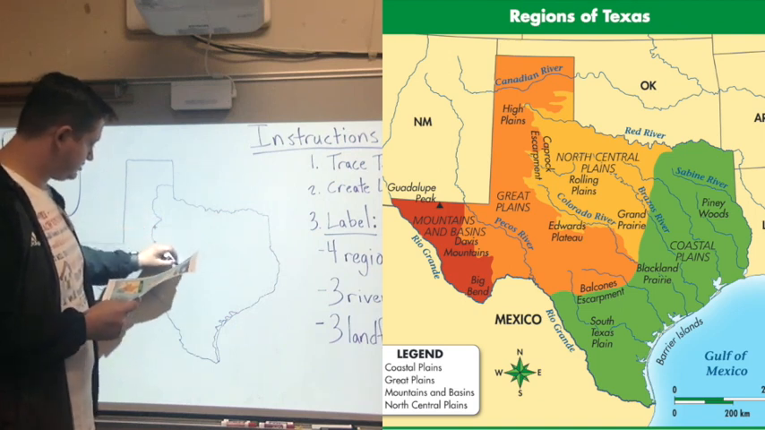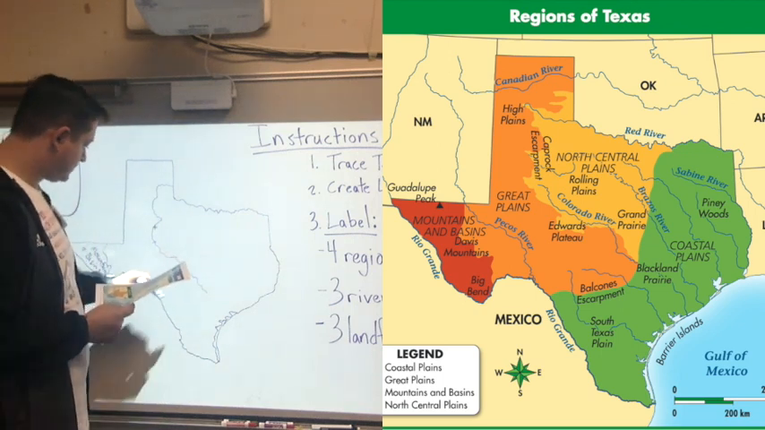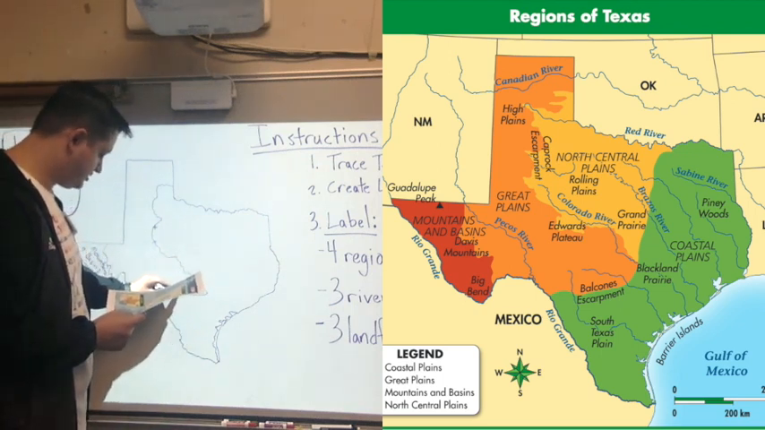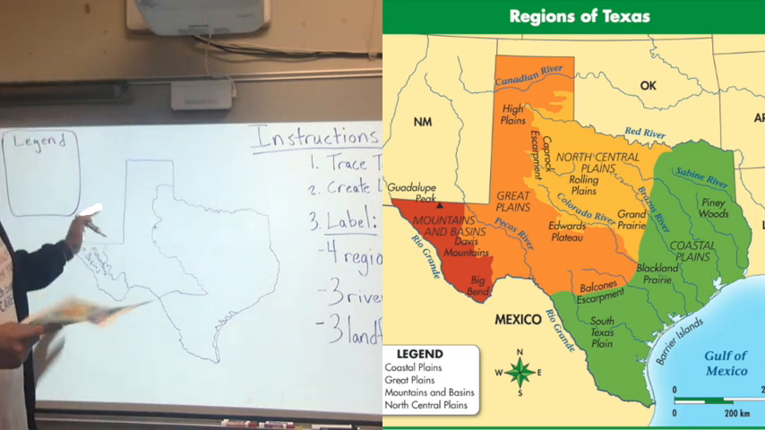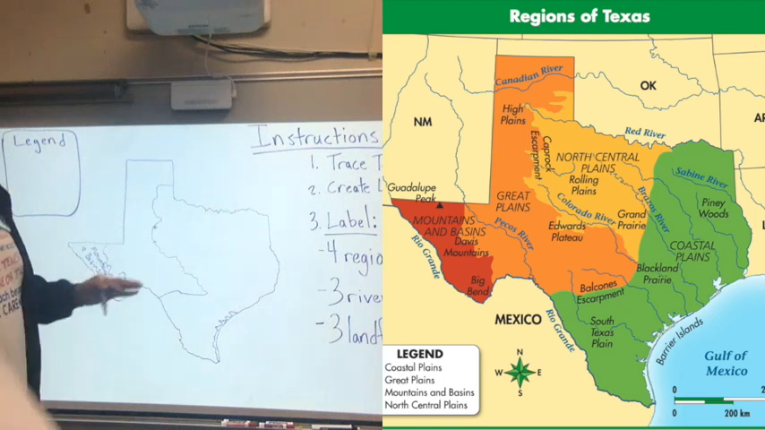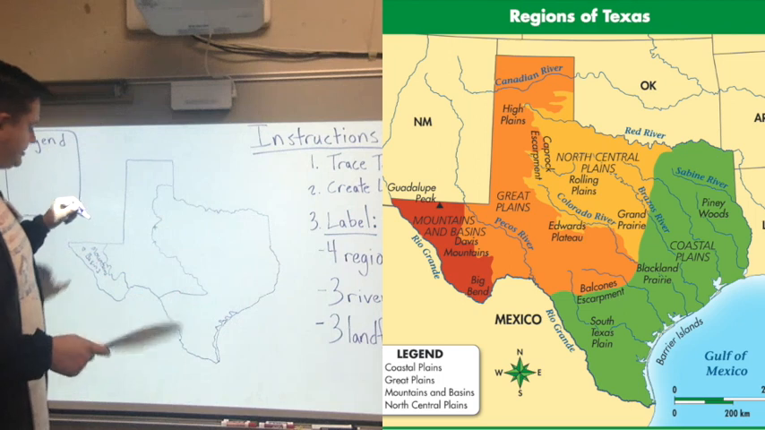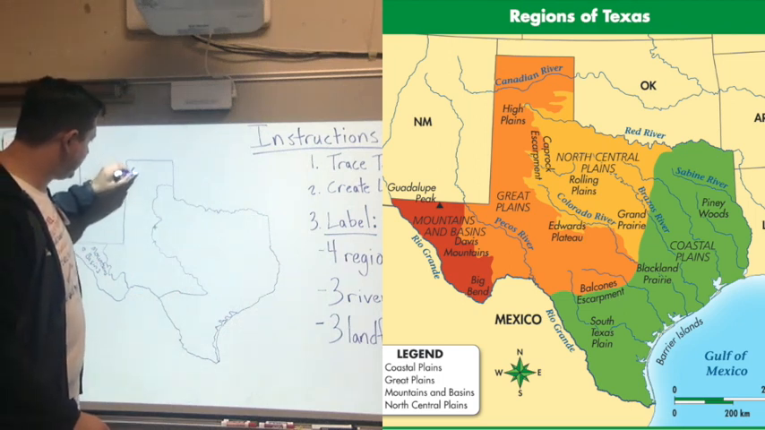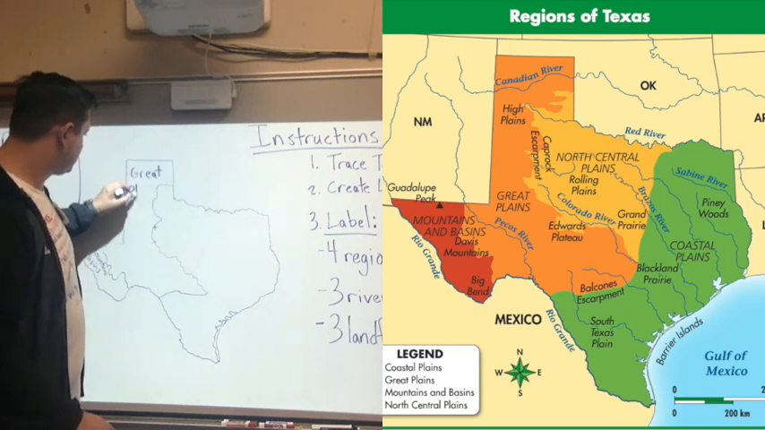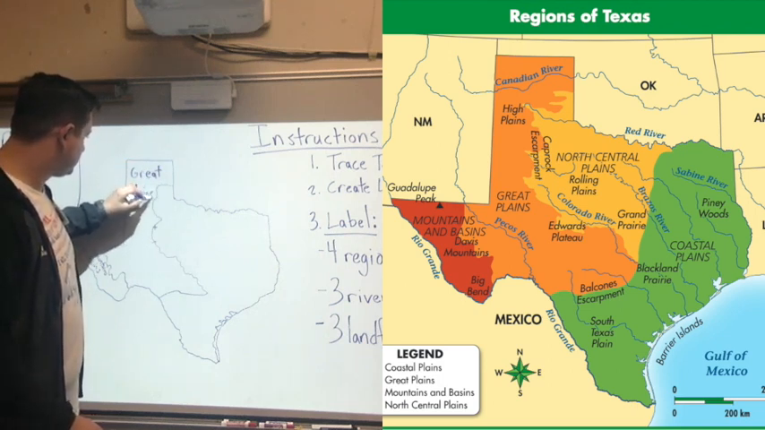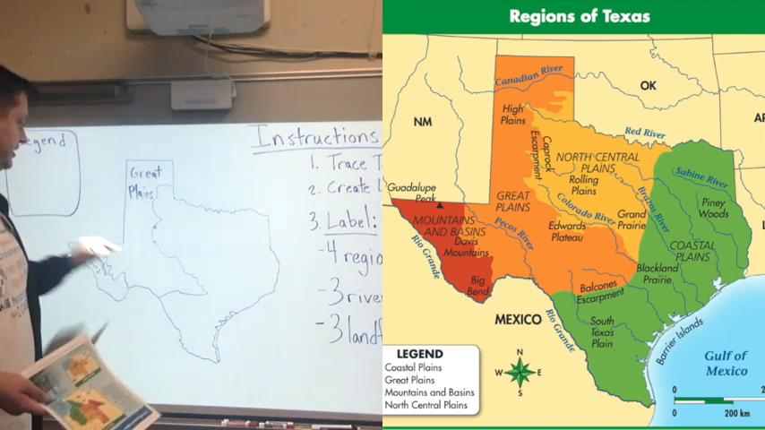comes down, and then it ends about right there. And then we can come this way, that's fine. That's fine right there, okay? So again, it doesn't have to be perfect, guys. We're working on map skills, that's all we're doing, okay? So this right here is the Great Plains, and we're going to write that in here, Great Plains. And remember, pause if you need to, okay? Great Plains is this whole area.